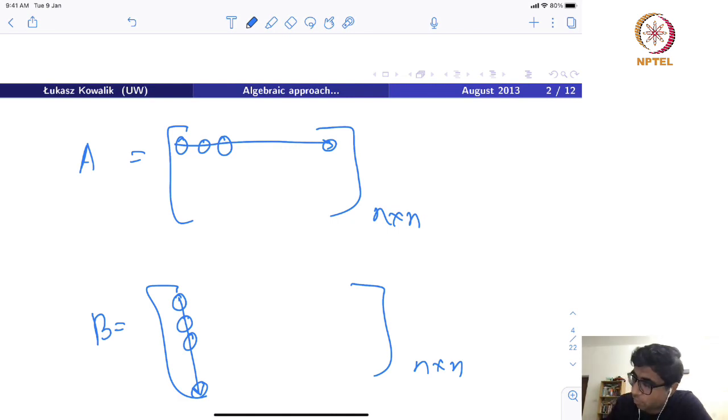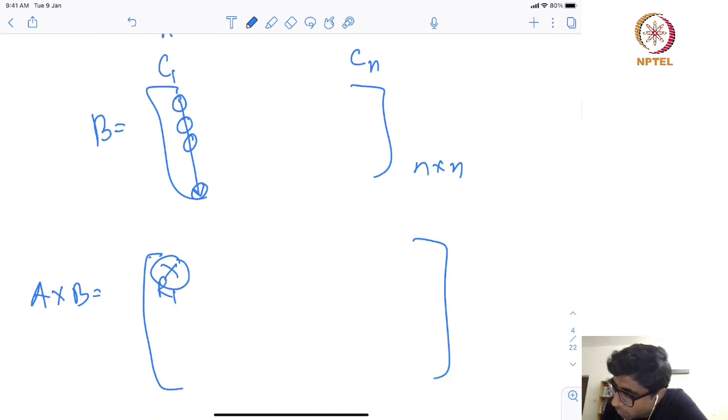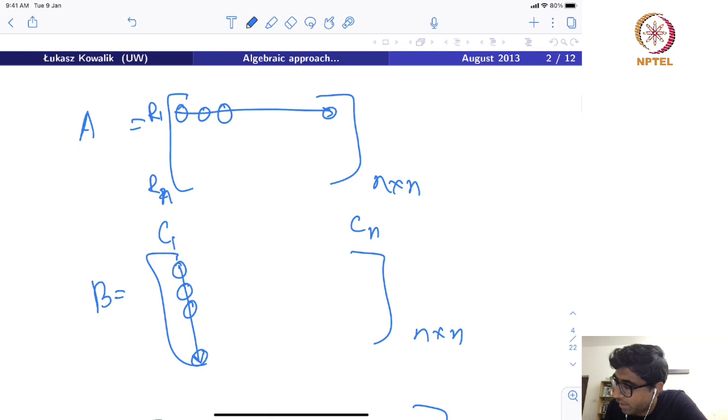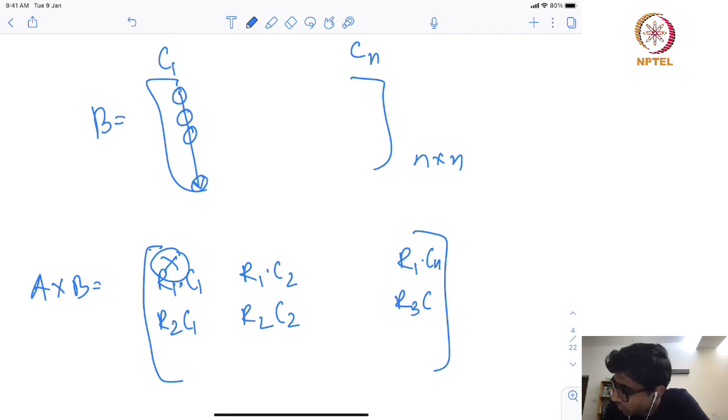Let us call the rows of A row 1 to row n, and let us call the columns of B column 1 to column n. So, what is the first entry? It is basically the dot product R1 C1, and the second entry is the dot product R1 C2, up to the dot product R1 Cn, and then the second row gives R2 C1, R2 C2, up to R2 Cn, and so on until Rn C1, Rn C2, up to Rn Cn.